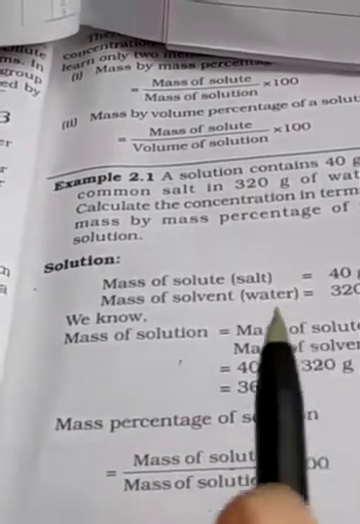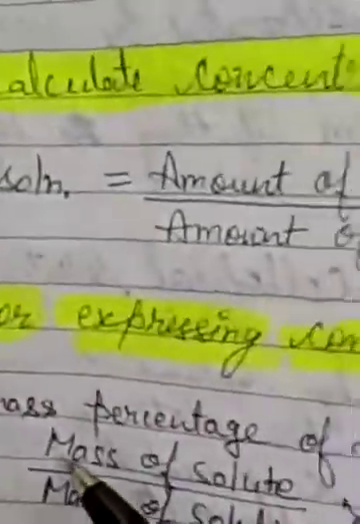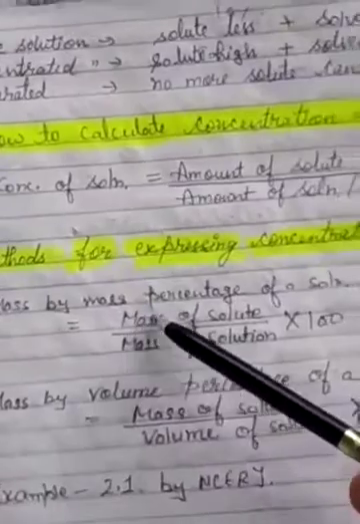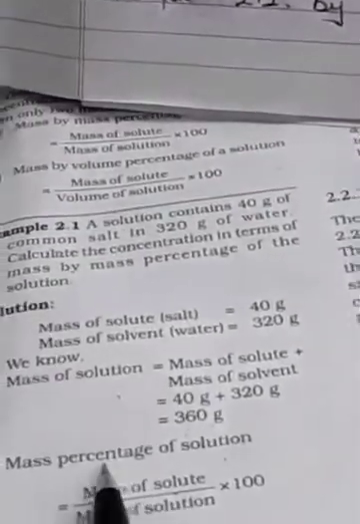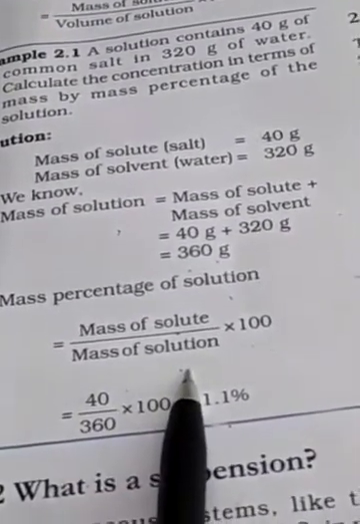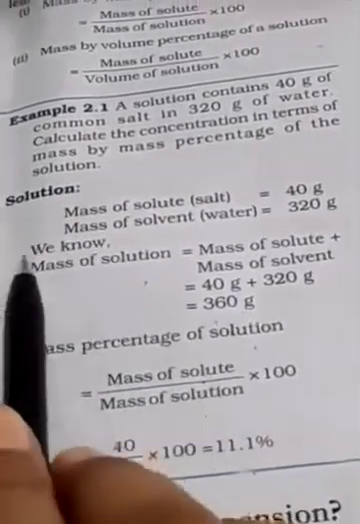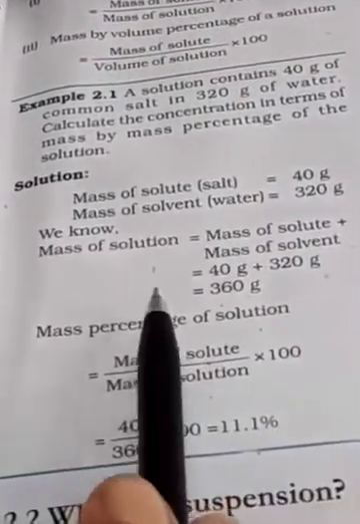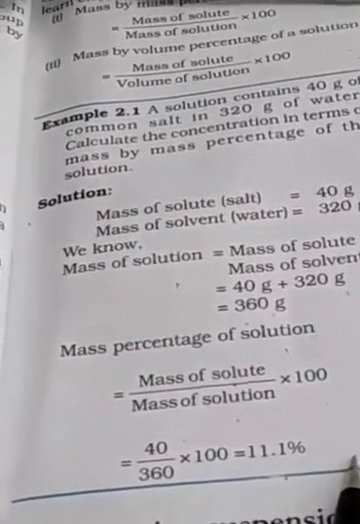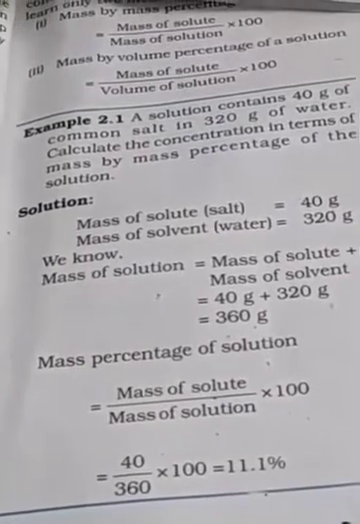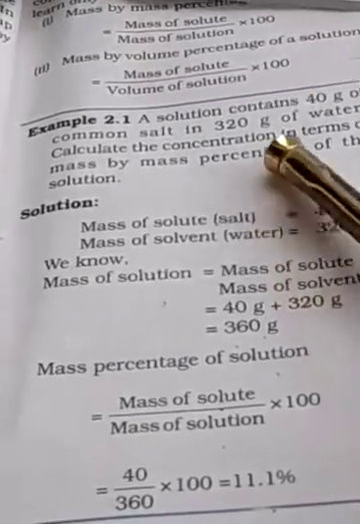Now you have to put the formula which I told you. Just mass by mass. There, mass of solute upon mass of solution into 100. Now, 40 by 360. 360 is the mass of solution which you found by adding both the masses. So, 40 upon 360 into 100 is equal to 11.1%. Means this is the percentage of concentration. This is the concentration of that solution.